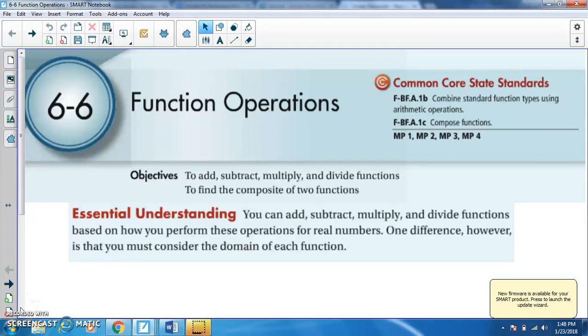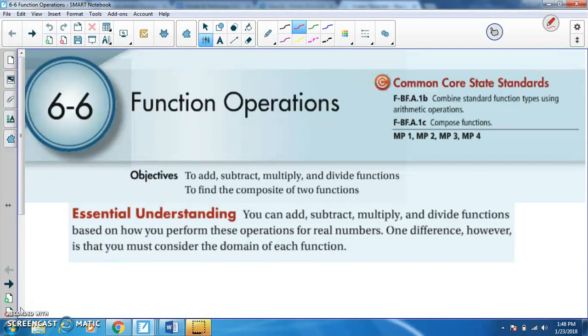Hey guys, today we're going to do 6-6 function operations. Our objectives are to add, subtract, multiply, and divide functions, and we will be able to find the composite of two functions. So you can add, subtract, multiply, and divide functions based on how you perform these operations for real numbers. One difference, however, is that you must consider the domain of each function.